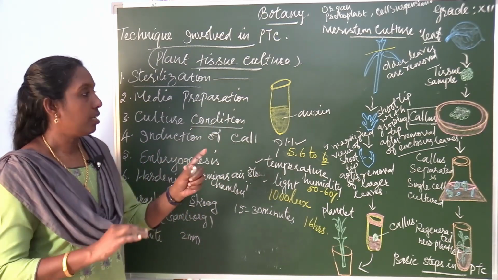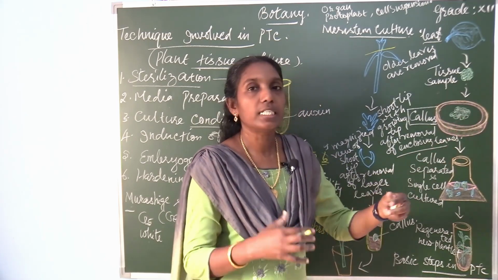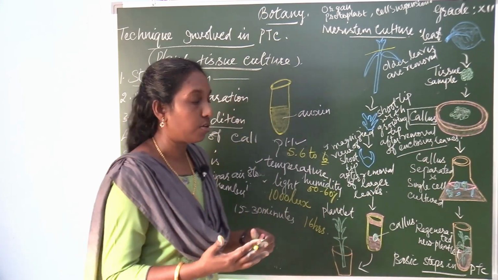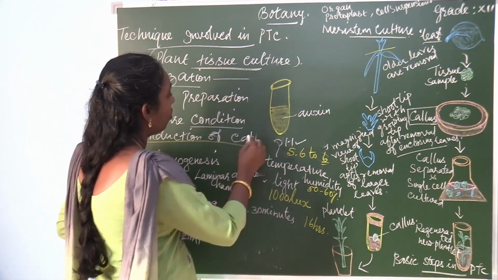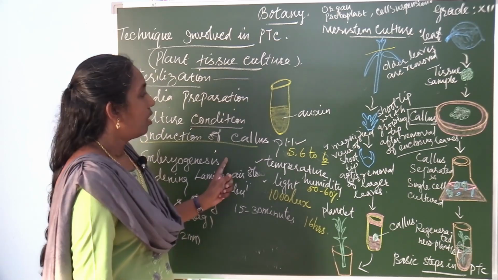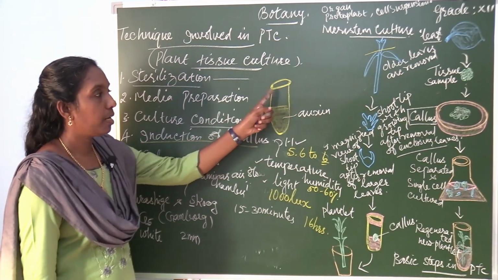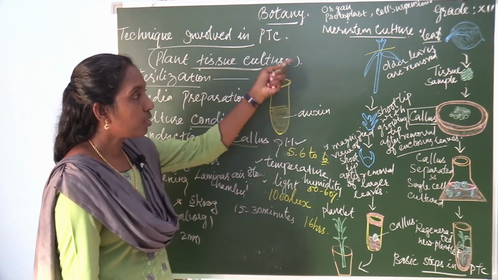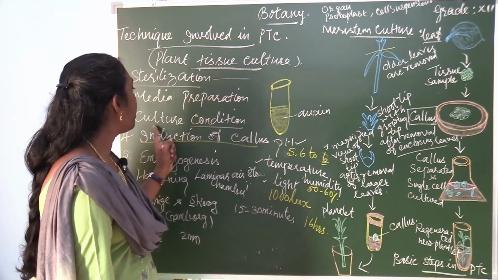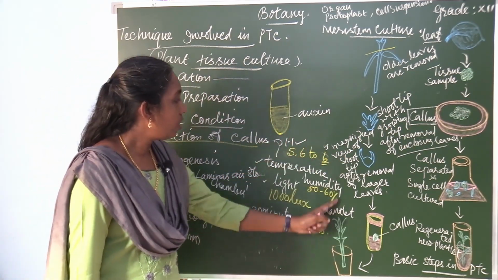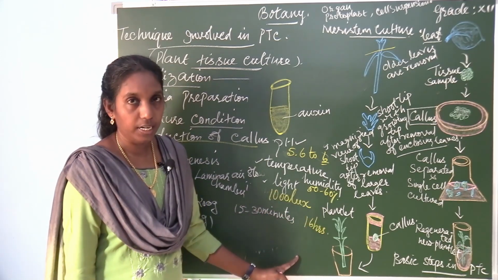In this condition, the explant or inoculum develops, and the next process is induction of callus. Induction of callus. So first process, sterilization. Next, media preparation. The medium can be prepared and it is ready to transfer the tissue into the medium, and the culture conditions maintain the pH, temperature, light as well as the photoperiod.